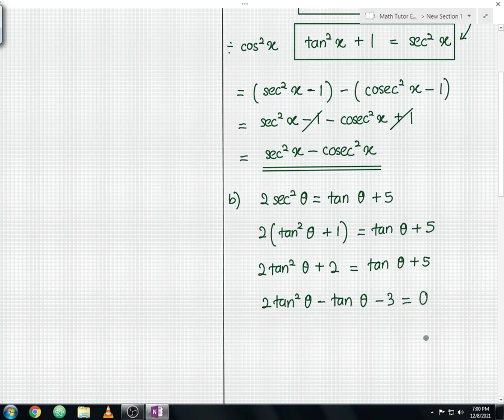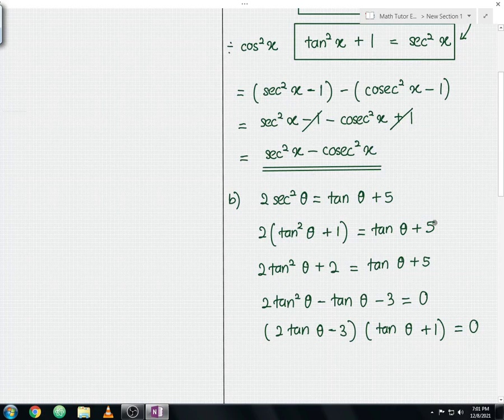equals 0. This trigonometric function looks similar to a quadratic equation, guys. So we're going to treat this trigonometric function like a quadratic equation and perform the factorization. So let us factorize this trigonometric function. When you perform the factorization, you should get 2 tangent theta minus 3, and then in the bracket tangent theta plus 1, equals 0.